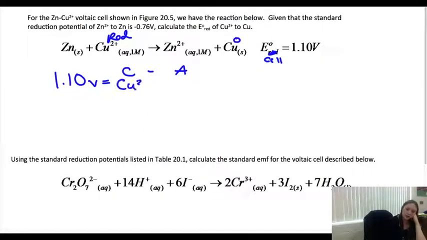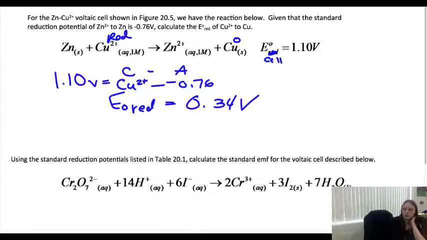So that means that this has to be my cathode. So this is my copper that I'm looking for that I don't know, minus my anode, which is going to be minus negative 0.76. I solve for the copper, and I should get a reduction potential of 0.34 volts. And if we look on our chart, that should match what you have over there. Go ahead and try the next one.